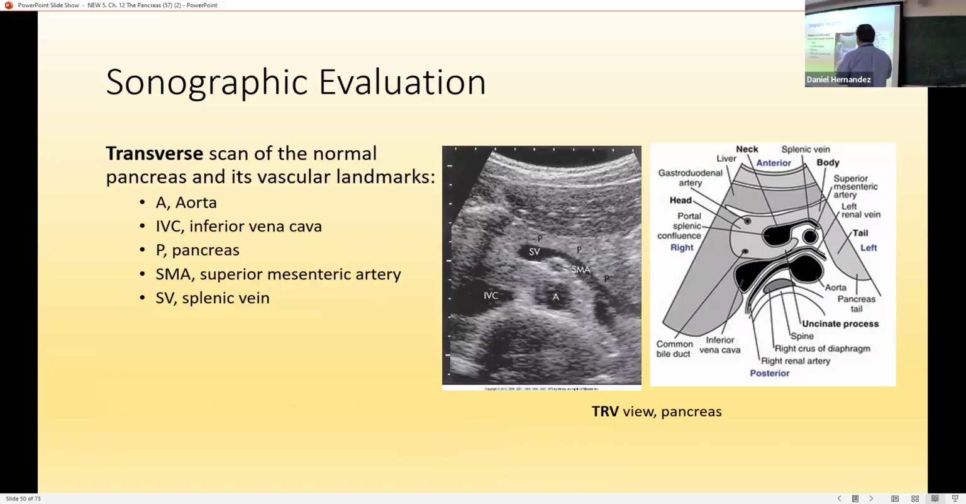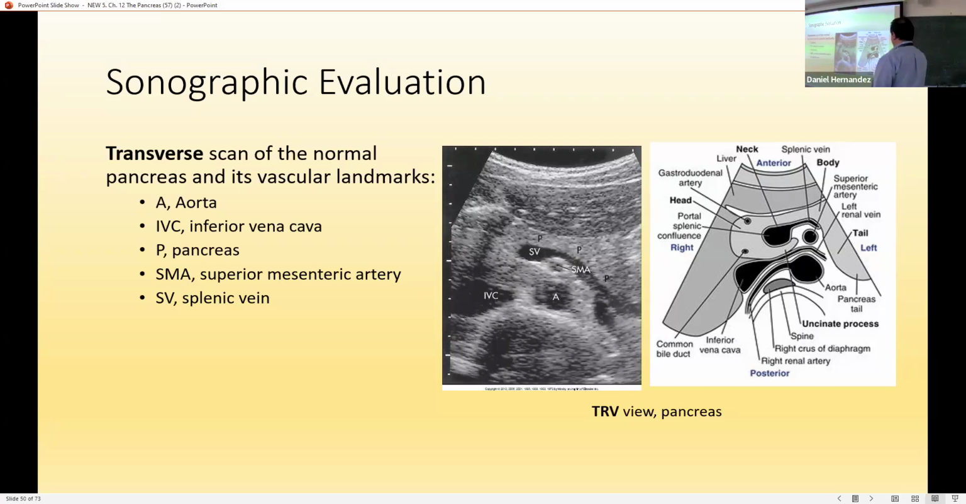So our transverse pancreas and our normal landmarks. It's our aorta, IVC, renal vein, SMA, so transverse SMA. This is really the portal confluence going into the splenic vein, so I wouldn't label that splenic vein, SV. To me, that's more the portal confluence.